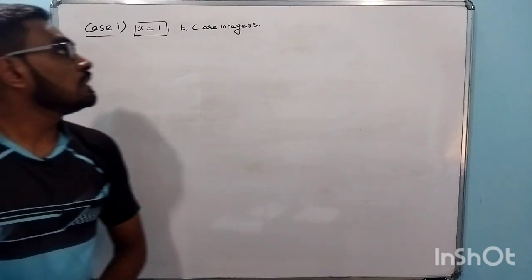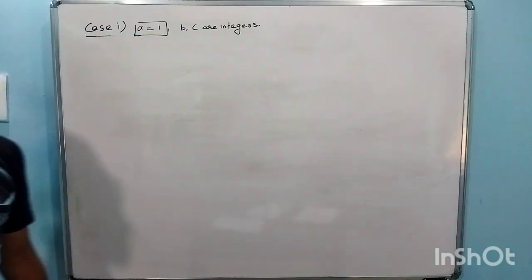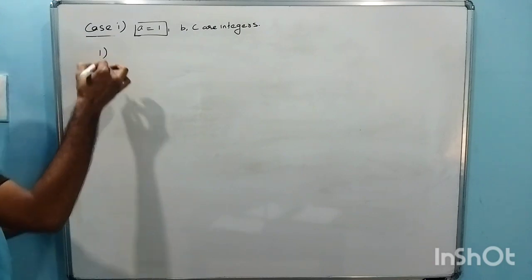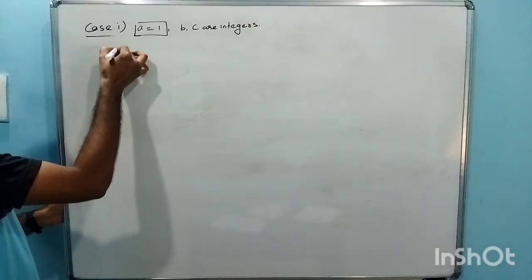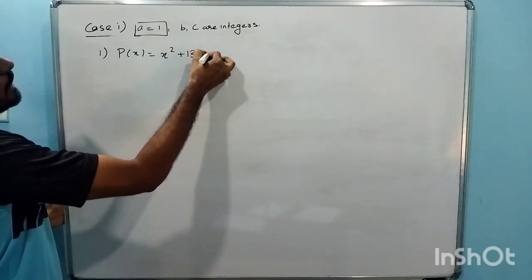Case 1: when a is equal to 1, that is, the coefficient of x square is 1, and b and c are integers. First example: p of x is equal to x square plus 13x plus 36.